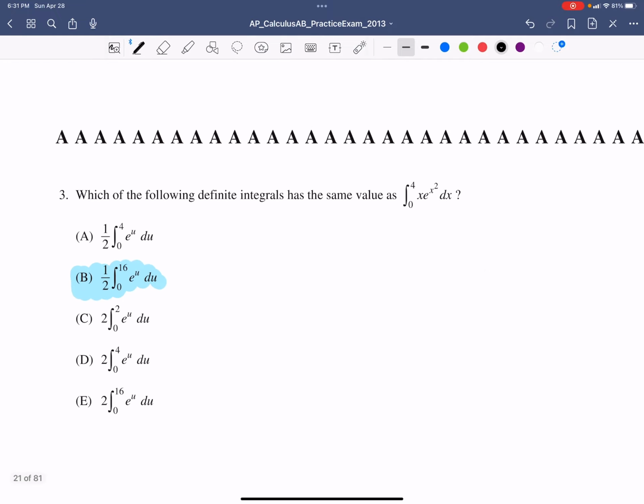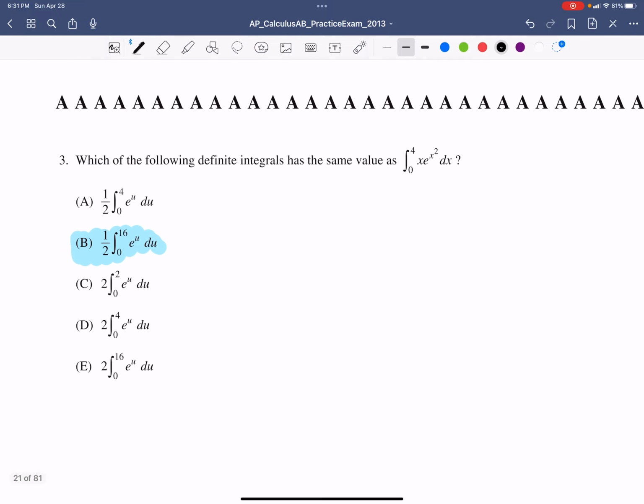Alright, next one. Question number 3. Which of the following has the same value as this? Which integral has the same value? So we're going to have to use some u substitution. First we're going to define u. Notice there's an x squared inside of e. That's going to be my u. So u is equal to x squared.